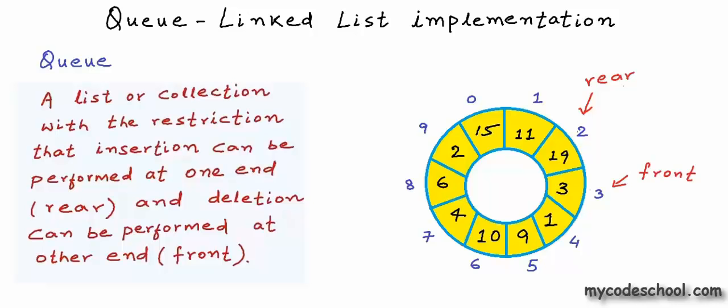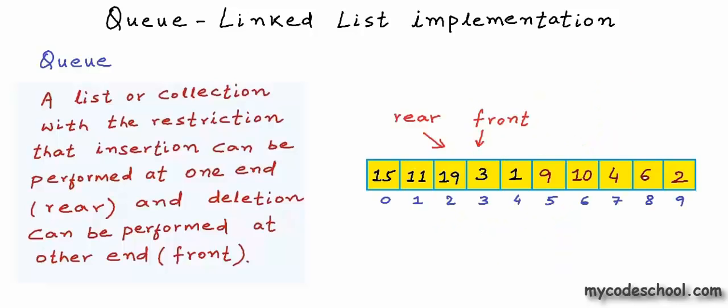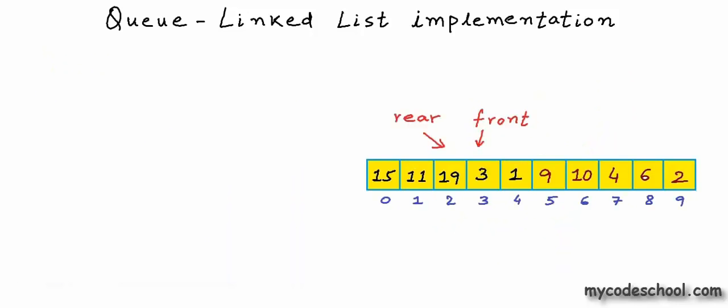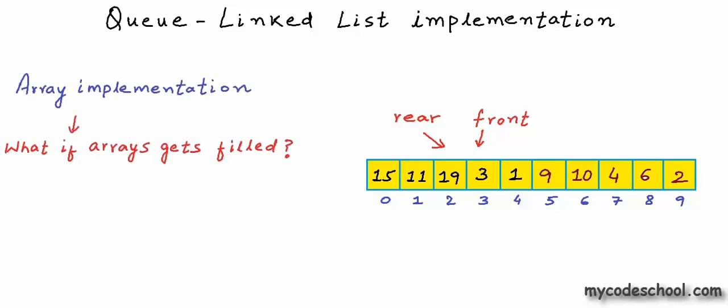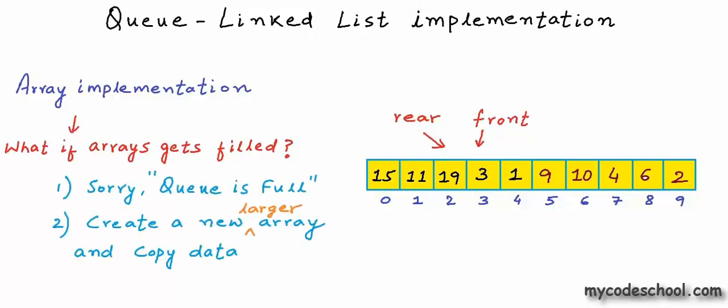Please note that this representation of circular array that I'm showing here is only a logical way of looking at an array. We can show this array like this also. As I was saying, in an array implementation we will have this question: what if array gets filled? And we need to take care of this. We can either say queue is full, or we can create a new larger array and copy elements from previous filled array into this new larger array. The time taken for this copy operation will be proportional to number of elements in filled array, or in other words we can say that the time complexity of this copy operation will be big O of n.